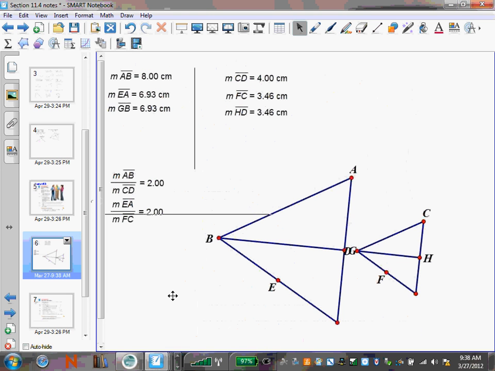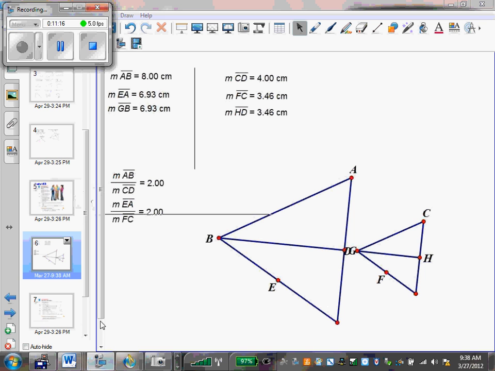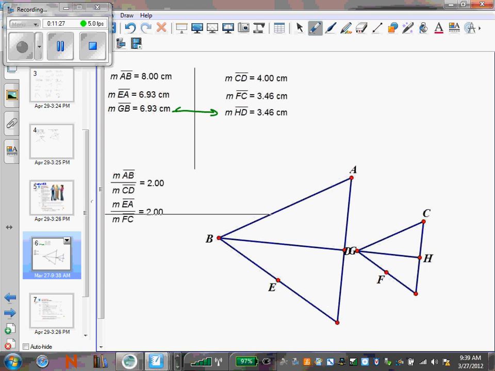I do want to mark this photo for you to make sure that you have the right information so that we could remember that these two are angle bisectors. These two were medians. And actually, all of them are altitudes.